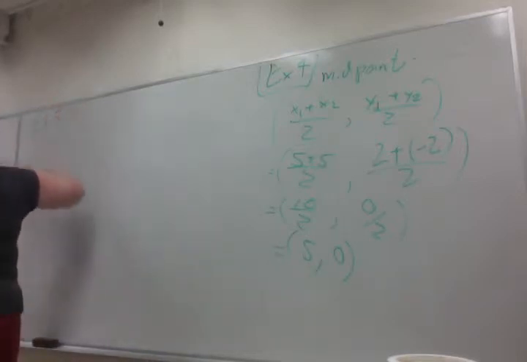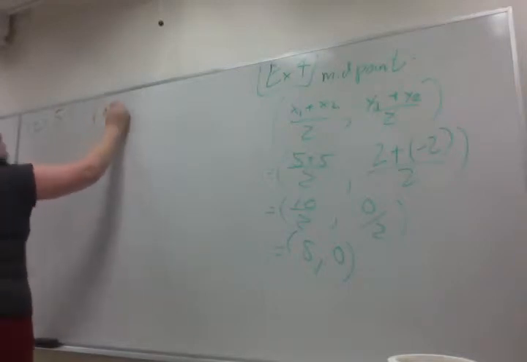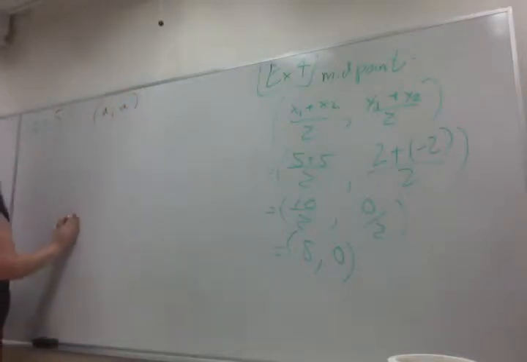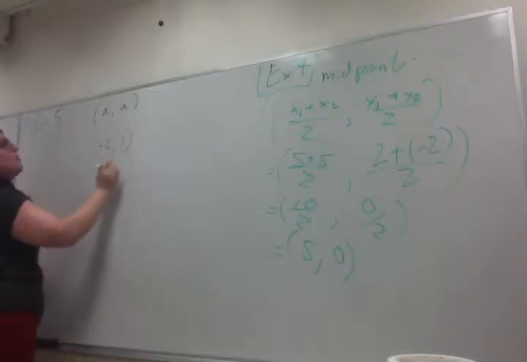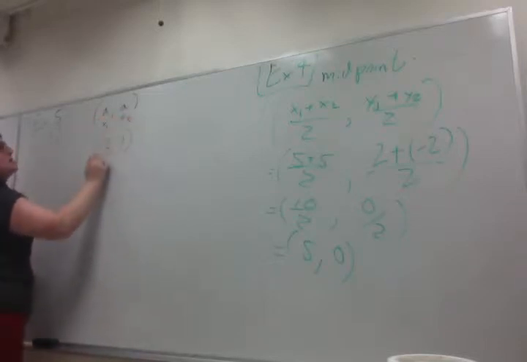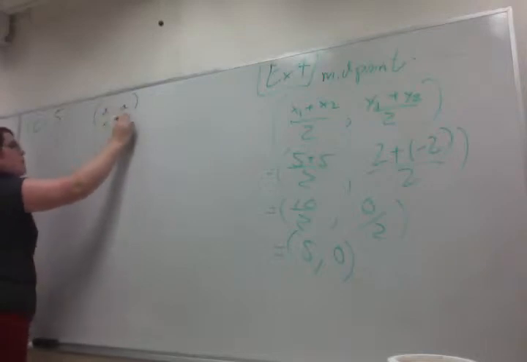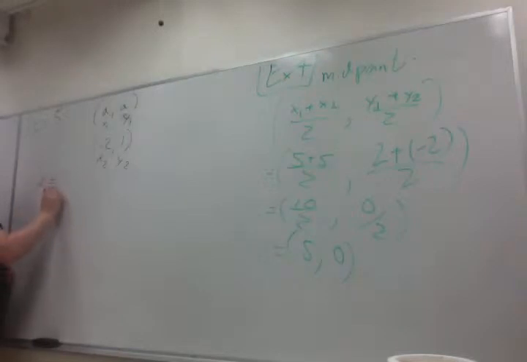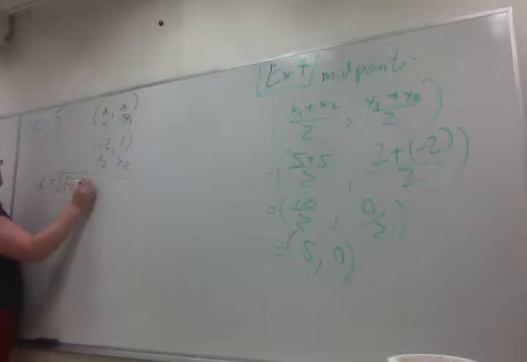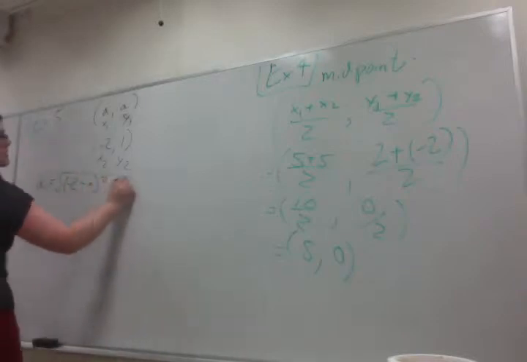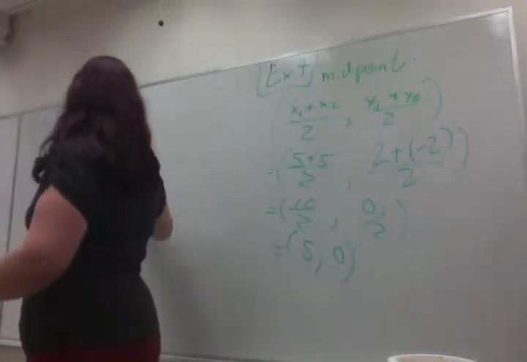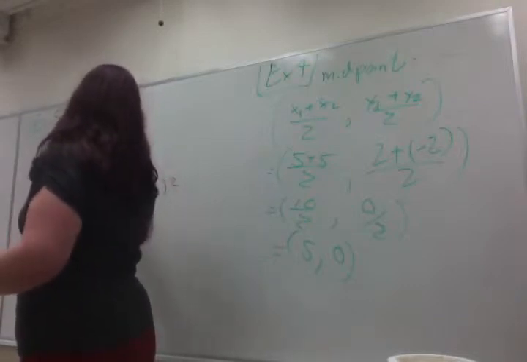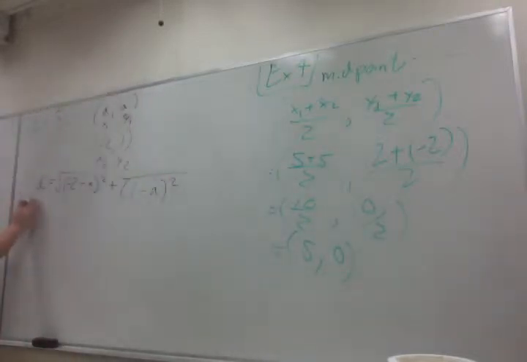So here in example 5, the first point is (a, a). The second one is (-2, 1). This is my x1, this is my y1, this is my x2, this is my y2. So the distance is going to be the square root of (x2 minus x1) squared, so (-2 minus a) squared, and then (y2 minus y1) squared, which gives you (1 minus a) squared. And that distance we want to be 3.